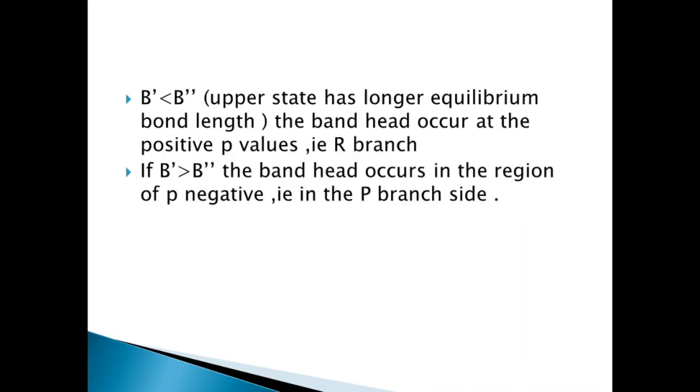As already told, when B prime, the rotational constant of the excited state, is less than that of the ground state, the band head occurs on the R branch side, that is, at positive M values. Conversely, if B prime is greater than B double prime, the band head occurs in the region of negative P, that is, on the P branch side. Okay, these are all about the Fortrat diagram. Thank you.